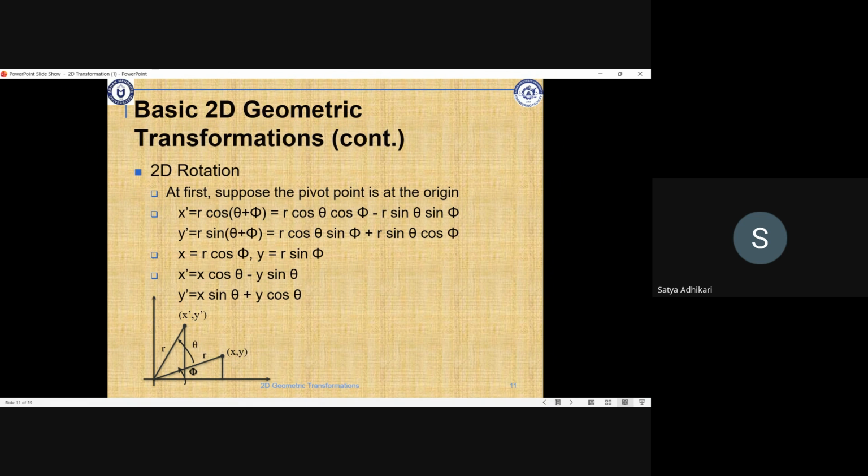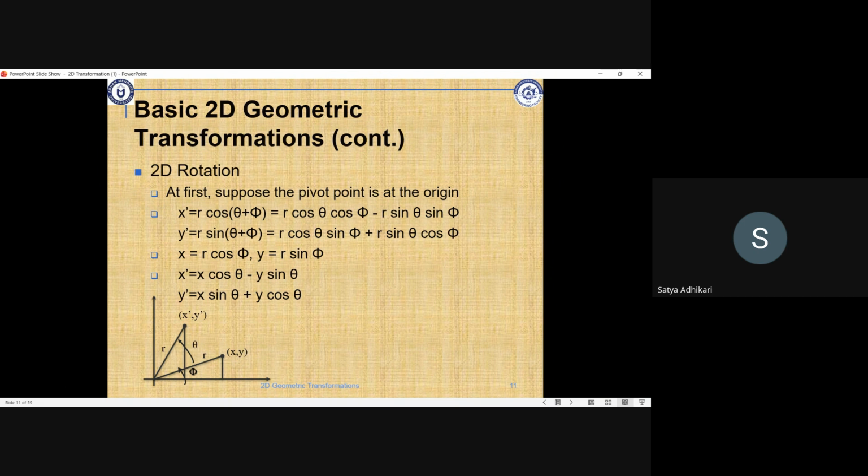r is the distance from the origin to the point x, y. Here r is nothing but the distance of the point (x, y) from the origin. So x dash is r cos theta cos phi minus r sin theta sin phi. This is the formula of cos(a plus b), from the previous exam. Similarly, y dash is equal to r cos theta sin phi plus r sin theta cos phi. So x is equal to r cos phi, y is equal to r sin phi.